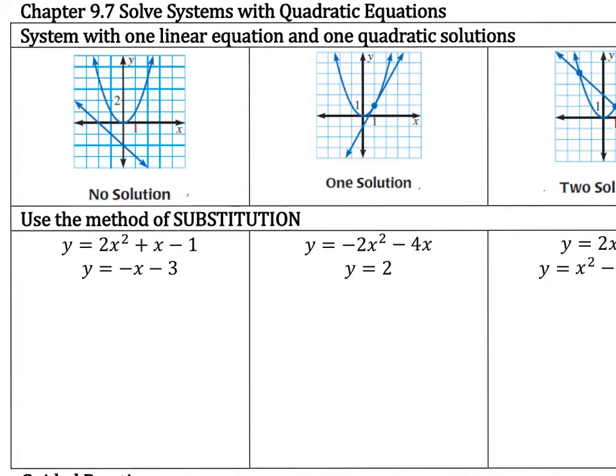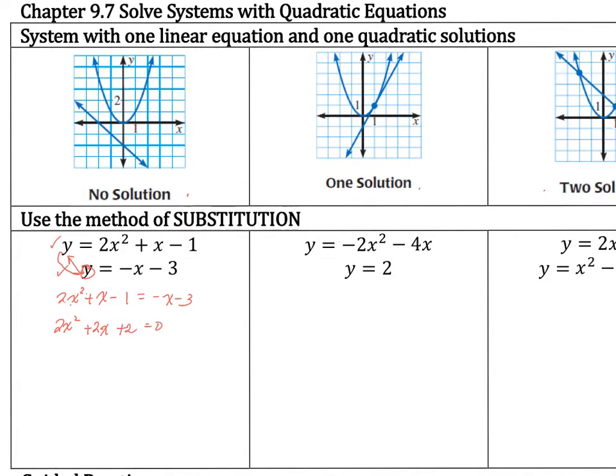So for the first example here, I'm going to take this first quadratic equation, 2x squared plus x minus 1. I'm going to set it equal to the linear equation, negative x minus 3. So basically, I substituted in y for this y, or you can look at it the other way around. And now I am going to rearrange all these terms to one side, with the left-hand side to be exact. So this will be 2x squared plus 2x plus 2, and this will be equal to 0.